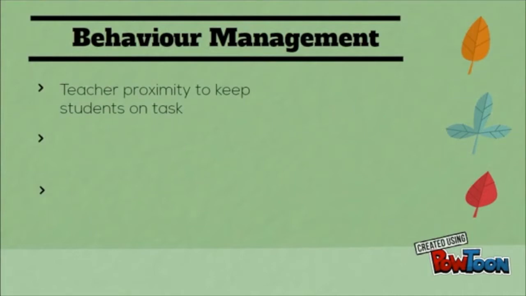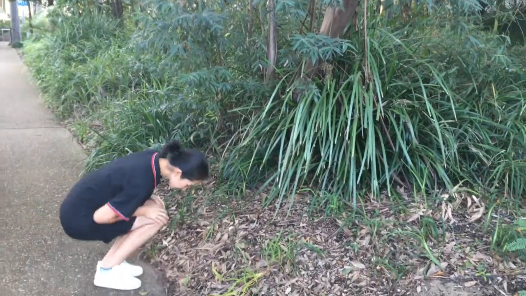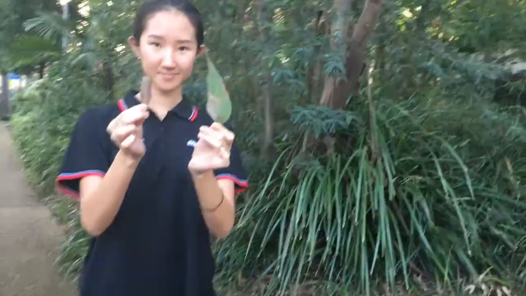By actively engaging with the students throughout the activity, the teacher is using proximity to manage behavior and ensure students are on task. Grade 1 students are progressing through the third stage of psychosocial development in which they imitate adults, so by role modeling the appropriate behaviors and participating in the task, the teacher is supporting their emotional development.